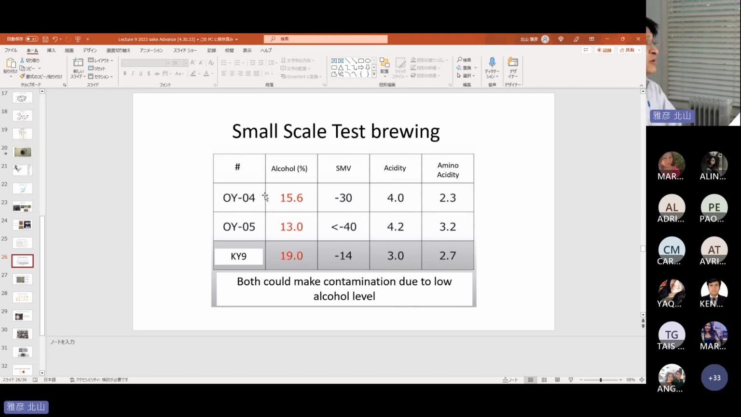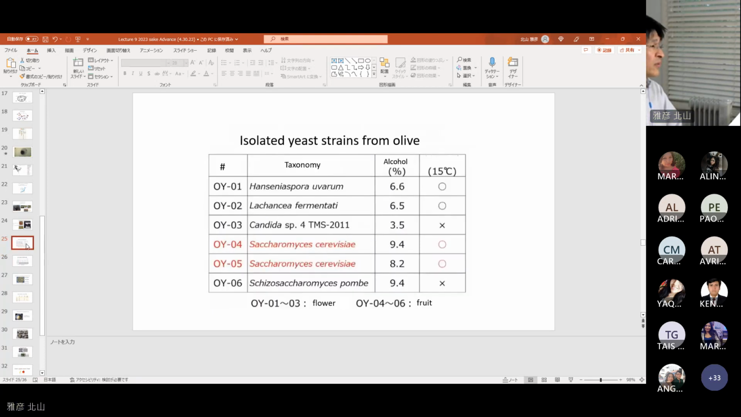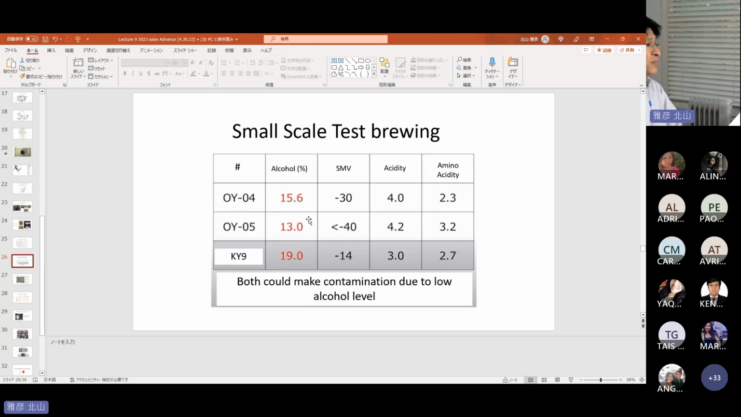OY04 can survive and produce 15.6% alcohol. OY05 can produce 13% alcohol. The original strain OY04 could produce only 9.4%, but after screening, it was improved to 15.6% from 9.4% alcohol production.